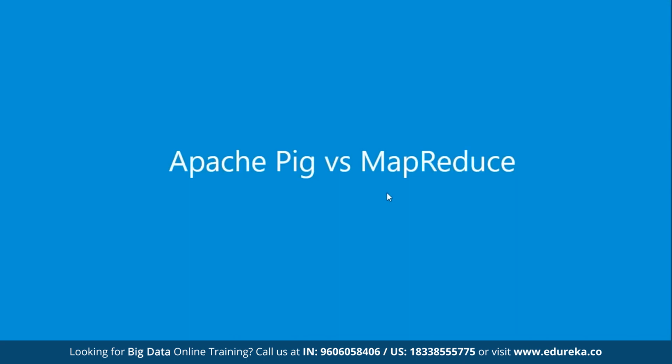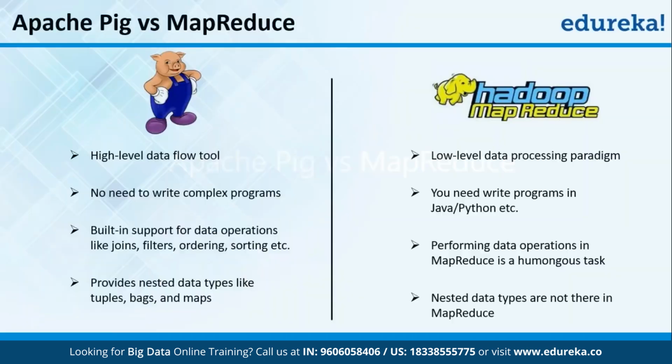Moving on, let's understand and compare the capabilities of both of these tools, that is Apache Pig versus MapReduce. Apache Pig is a high-level data flow tool. However, Hadoop MapReduce is a low-level data processing paradigm, right? So you have to code in the basic programming language. Second point explains that. In Apache Pig, you need not write complex programs. It can be done using simple Pig Latin queries. However, in MapReduce, you need to write programs using languages like Java and Python, right?